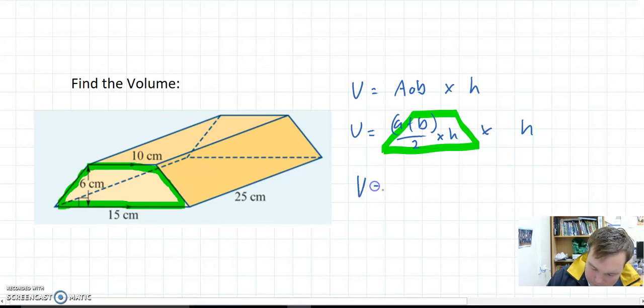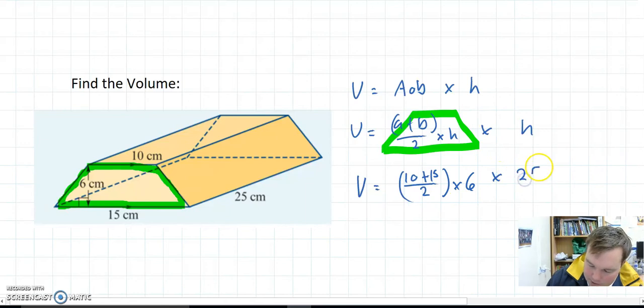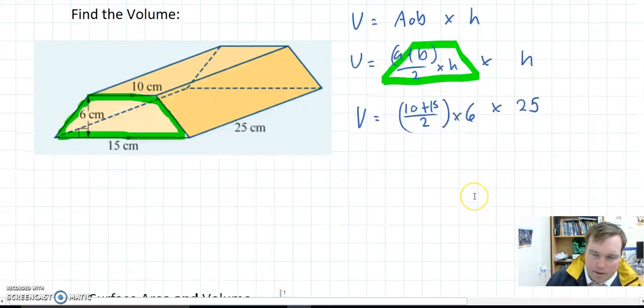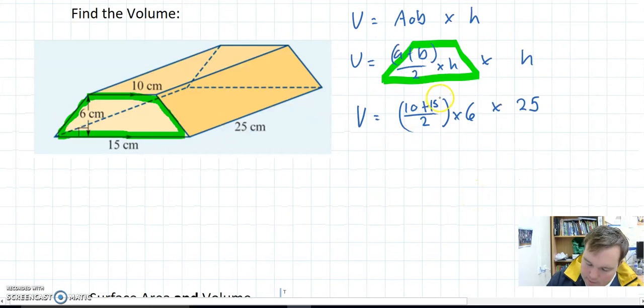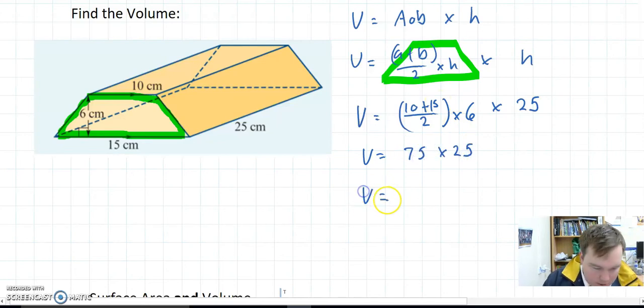So volume is equal to (10 plus 15) over 2 multiplied by 6, and that is then multiplied by 25. 10 plus 15 is 25, times 3 is 75, volume equals 75 times 25. Volume is equal to, I'm not doing that in my head, 1,875 centimeters cubed.